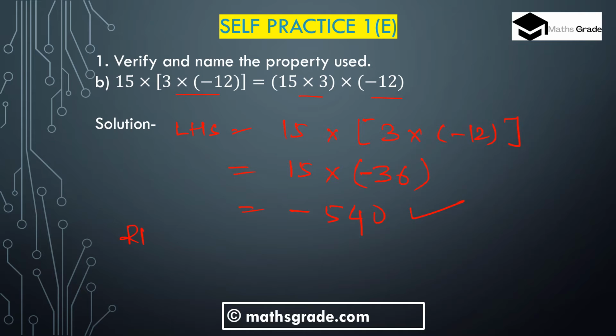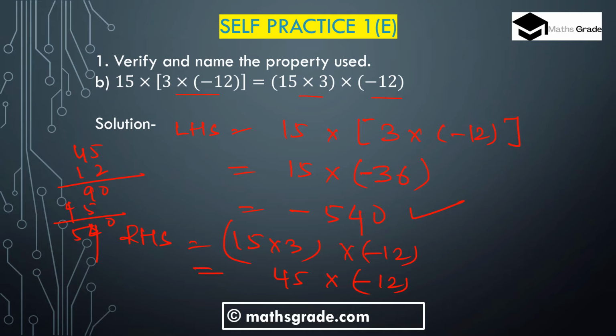Now right hand side is 15 multiplied with 3 multiplied with minus 12 and 15 multiplied with 3 is 45. 45 multiplied with minus 12 is 45 12. 45 2 is 90 and 45 1 is 45. 0, 5, 5, 4, 540. Now this is 540.